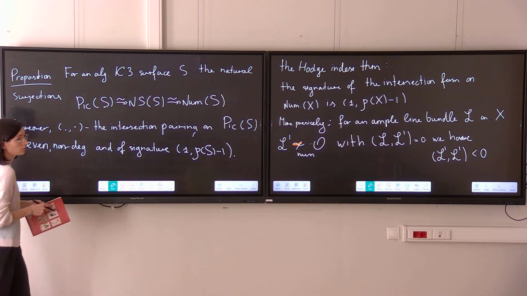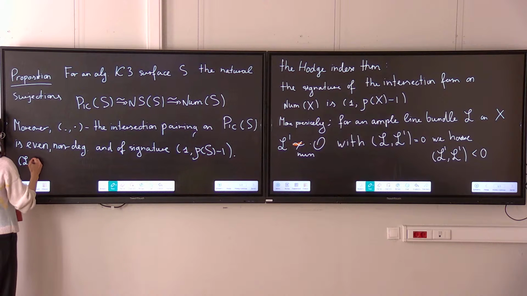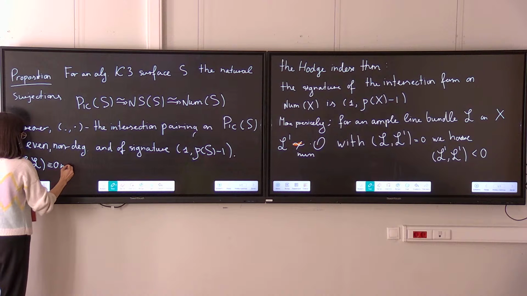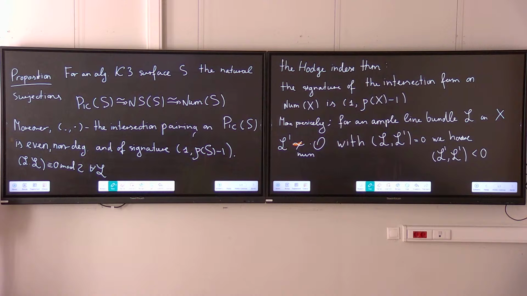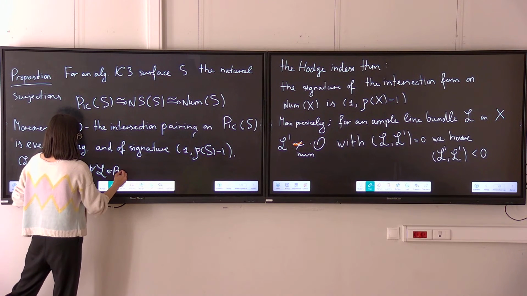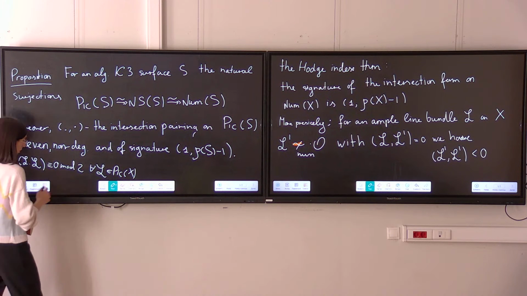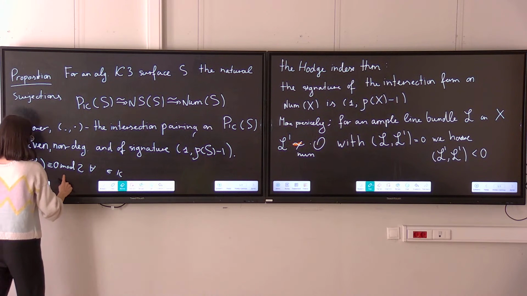Excuse me, what is even form? This means that it's 0 modulo 2 for all line bundles. So all squares are even. Okay, and now let me give a proof of this statement.